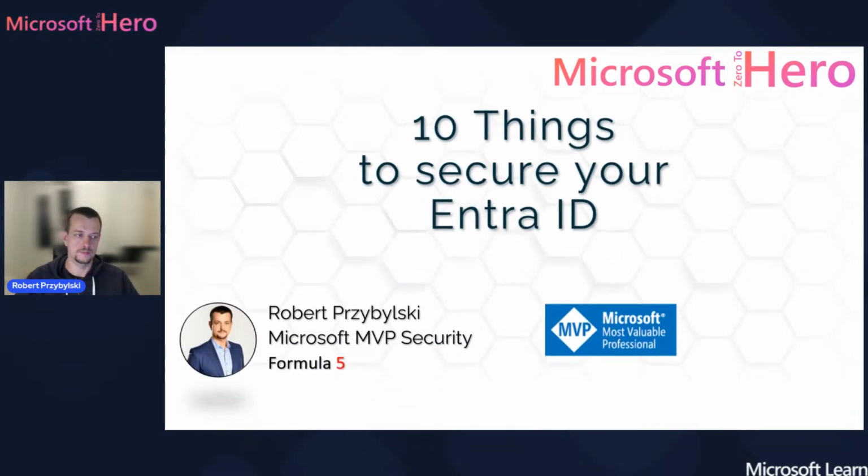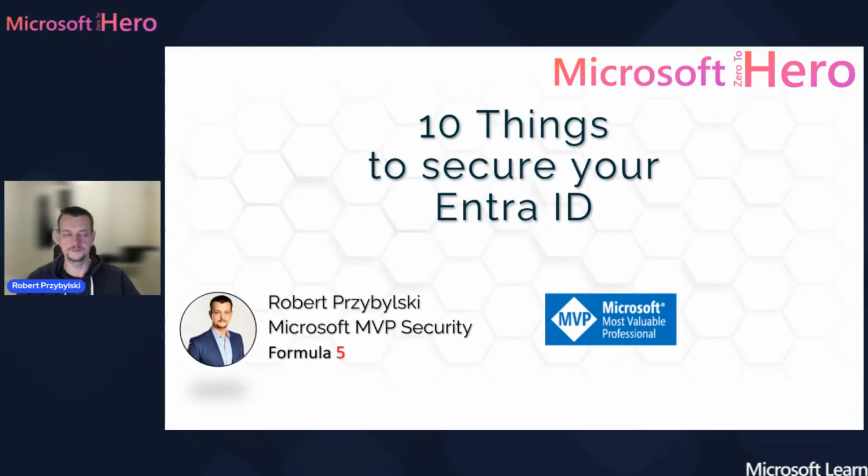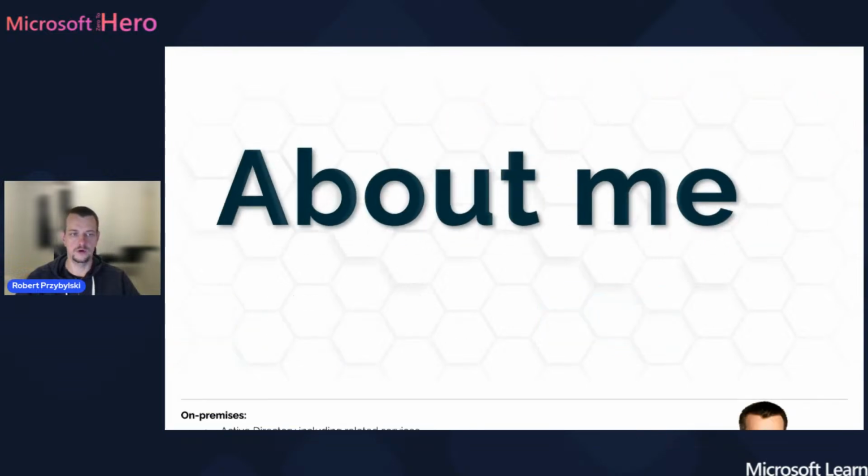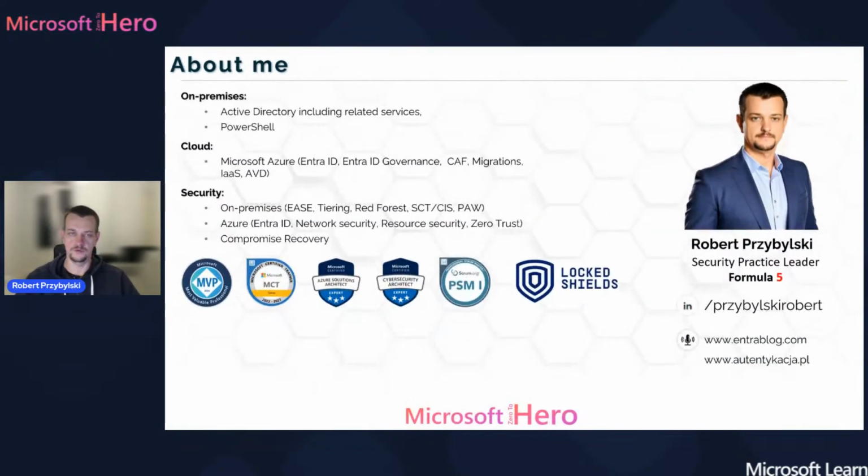But first, a couple of things about me. Who am I? I'm Robert, a Microsoft MVP in the security category, working in a Formula 5 consulting company in the US. Originally, I came from the on-premises world. About 10 or 12 years ago, I started my IT career based on Active Directory tasks. I built some knowledge about AD security and AD itself, plus PowerShell.